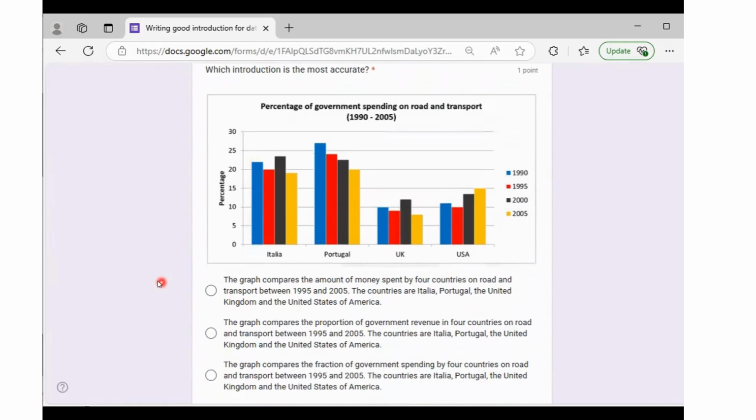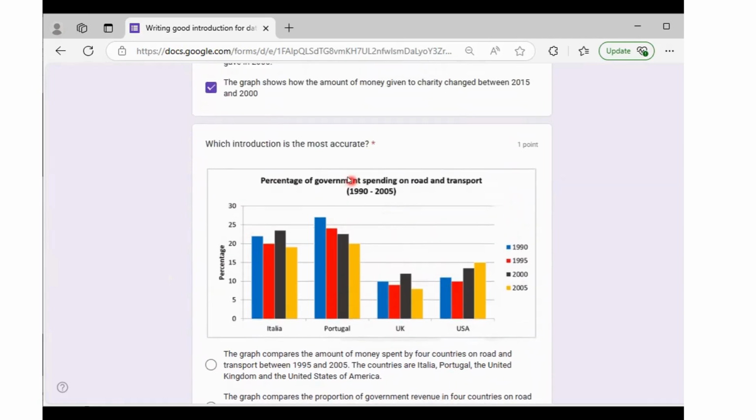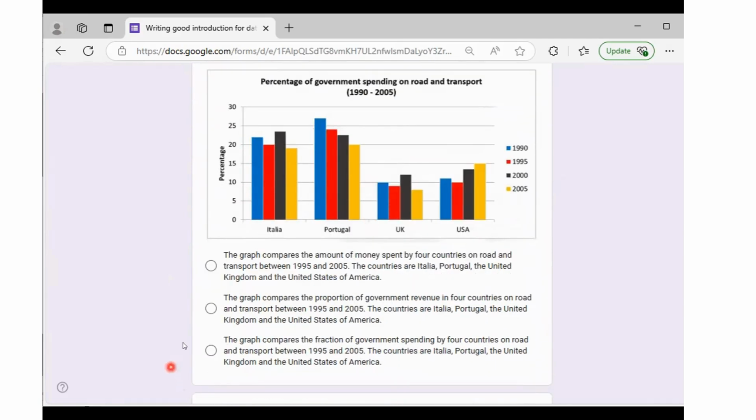Which introduction is the most accurate? The percentage of government spending on road. Okay, the graph compares the amount of money. There's nothing about amount here. So this number one is not accurate. The graph compares the proportion of government revenue. Revenue means income. This thing is about spending. No. Option B is out.